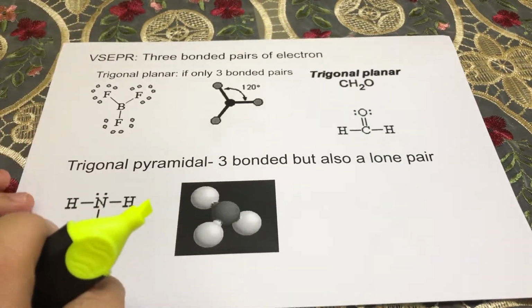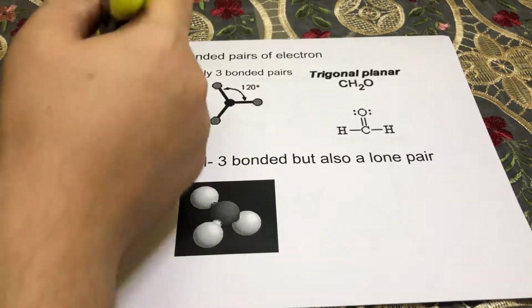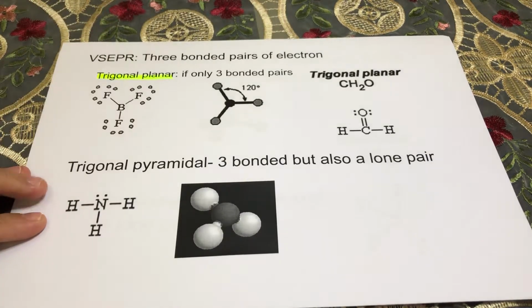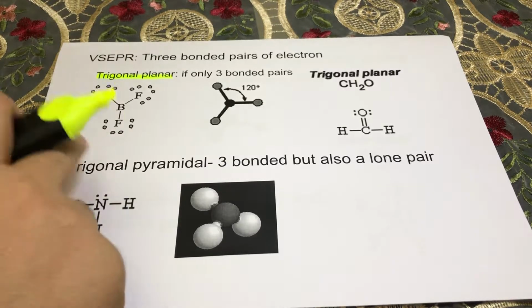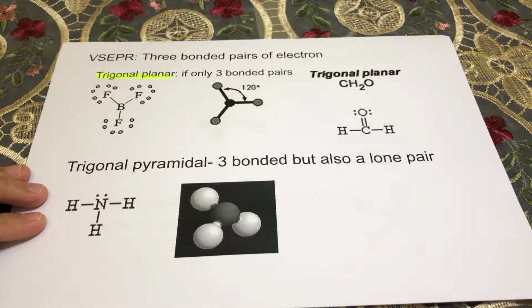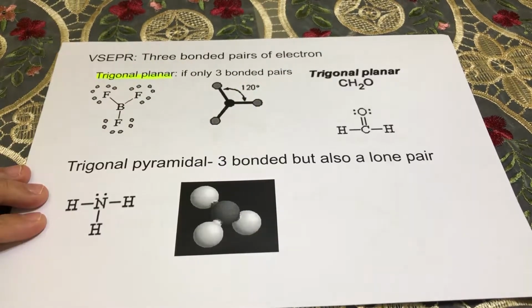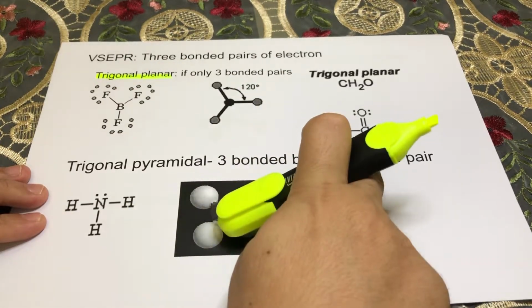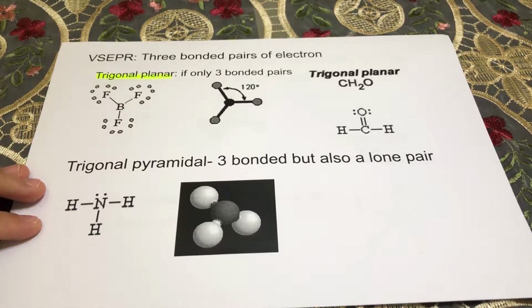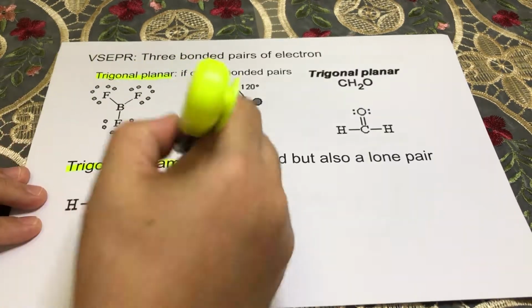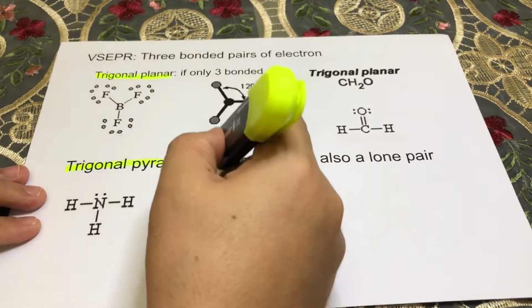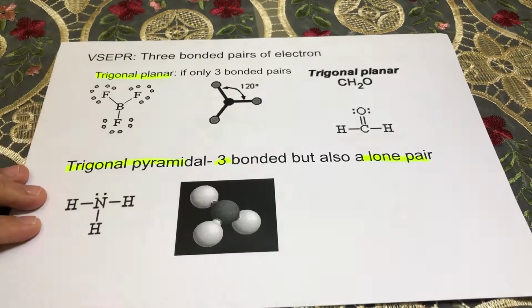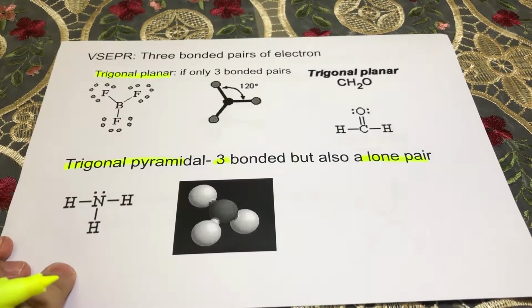If we have three bonded pairs, it is trigonal planar, like boron trifluoride, and the angle is 120 degrees. And we have CH2O, trigonal planar as well. And we have trigonal pyramidal, when there are three bonded pairs and one lone pair, like ammonia, NH3.